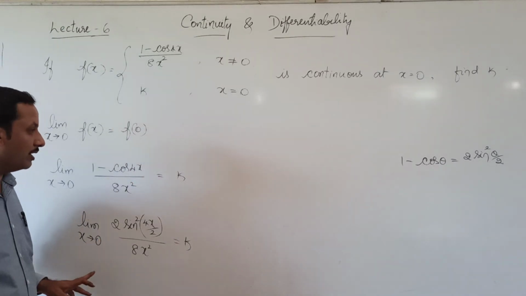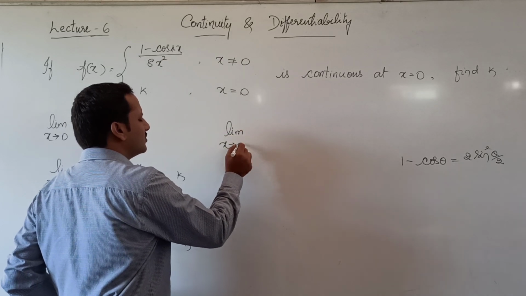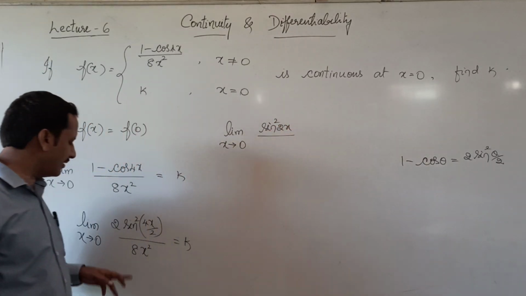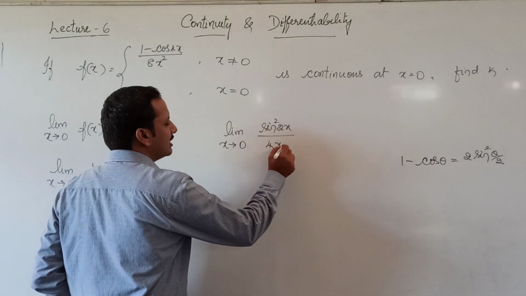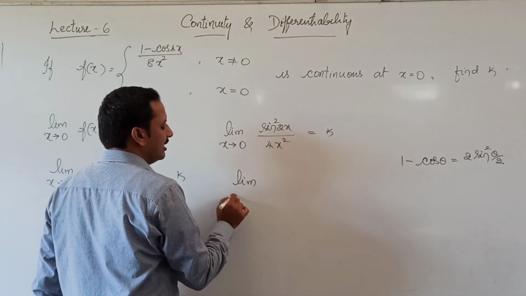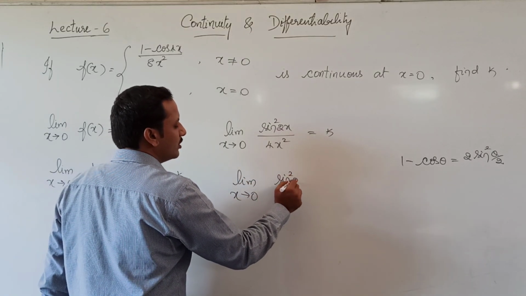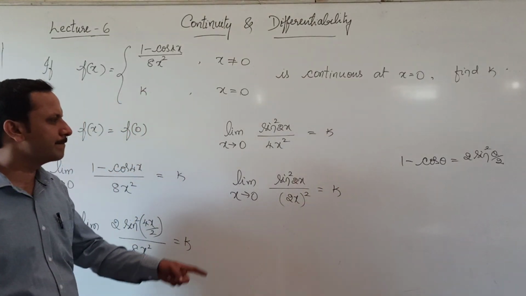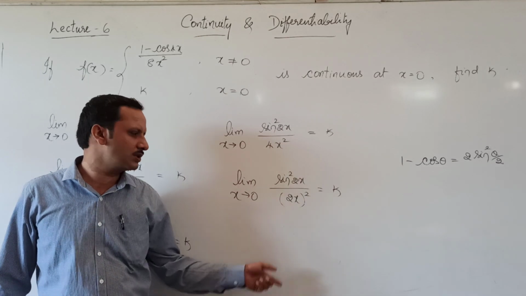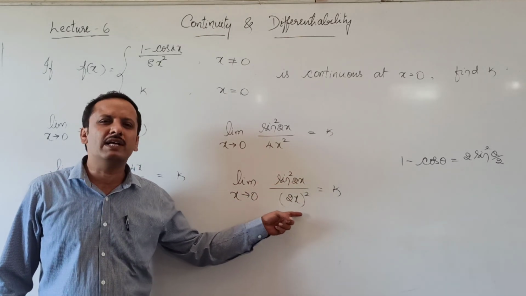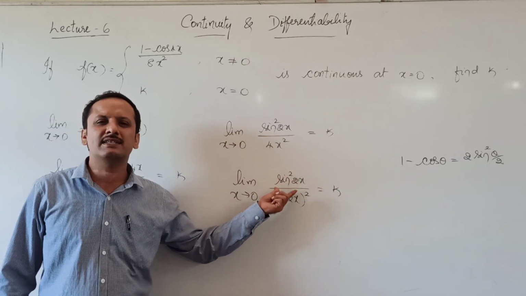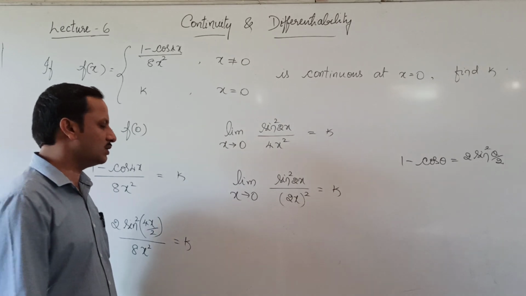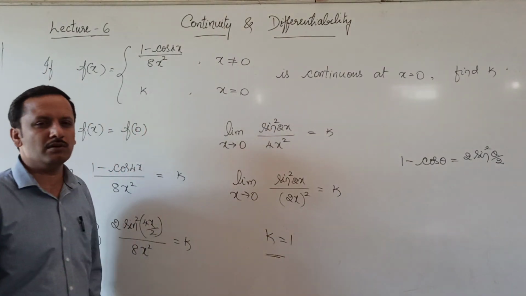So here in the denominator 4x square will remain. So we have limit x tends to 0 sin square 2x divided by, here I have cancelled this 2, therefore 4x square is remaining, that's equal to k. Now, I will write 4x square as 2x whole square. So here you have sine square 2x divided by 2x whole square. This can also be written as sine 2x by 2x whole square. As x approaches 0, sine 2x by 2x becomes 1. 1 square is 1. Therefore, the value of k is equal to 1.